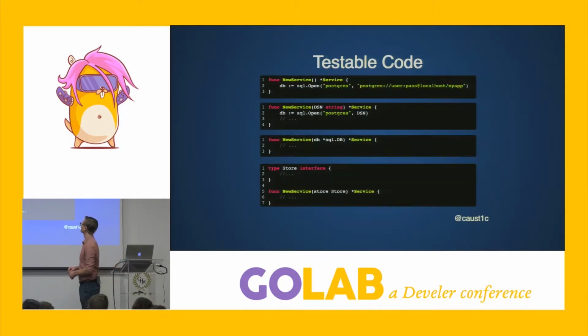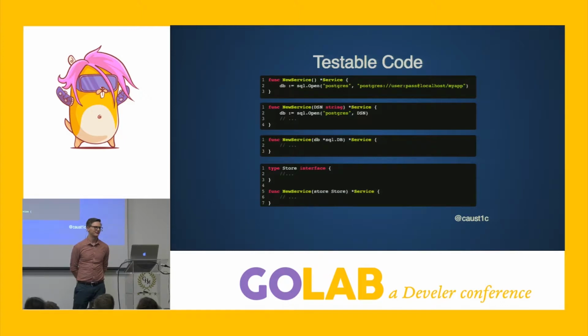So here are some examples of dependency injection. I chose a SQL database here specifically because it's nuanced. So really quickly, what we're doing is we have a new service, and it takes a database, and we initialize it.